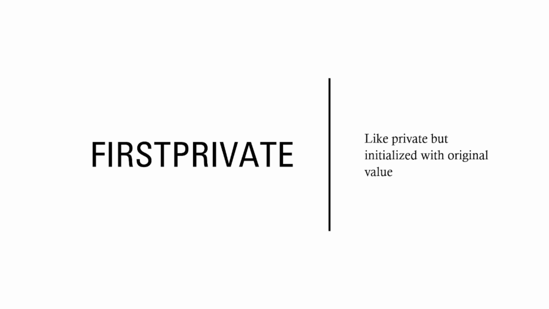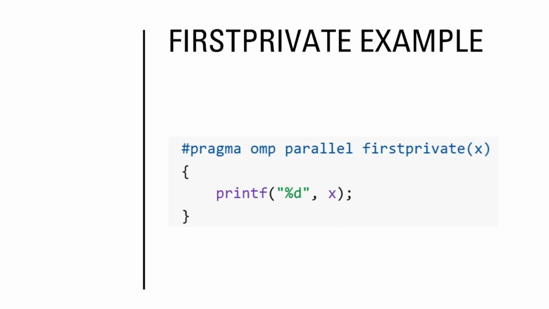After execution, changes made by threads are not copied back to the original variable. So firstprivate combines the safety of private variables with the advantage of initial value sharing. That makes it useful for consistent and independent thread execution. And this is the related simple code, which we will discuss in detail later.